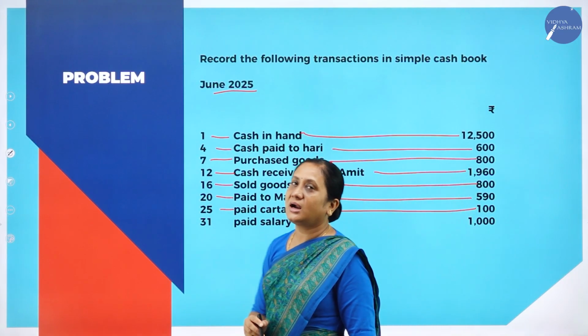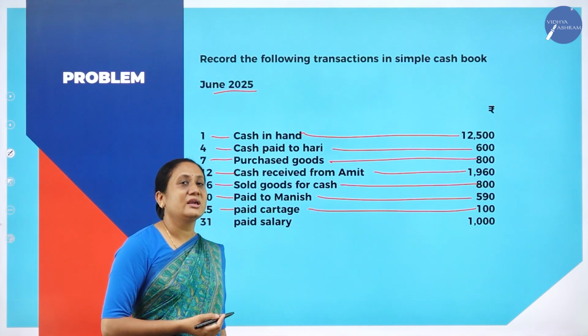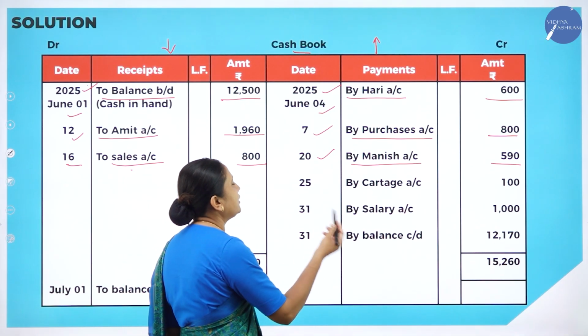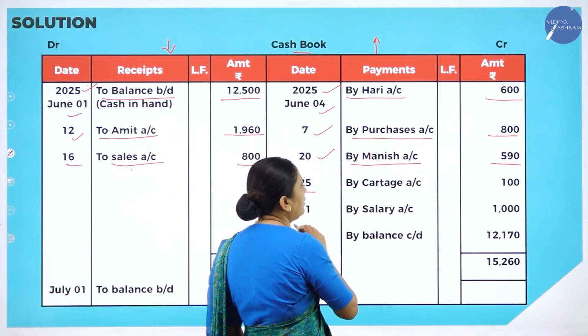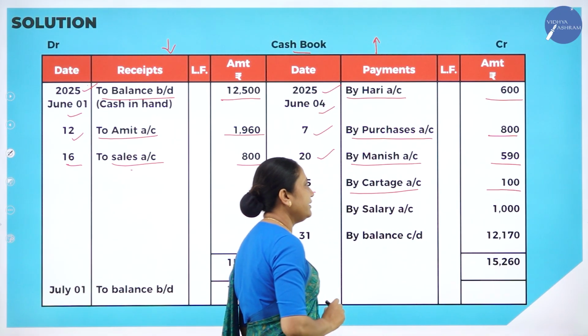Cartage means what? Cartage is an expense. Expense paid means what? Cash is going out, correct. So which side do we have to enter? We have to enter it on the credit side. Date in the date column, by cartage account, 100 rupees.